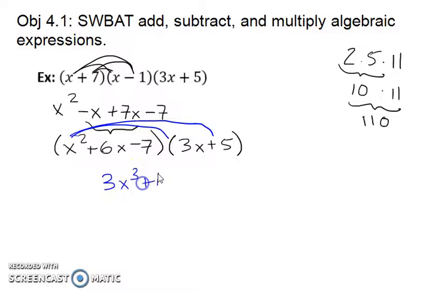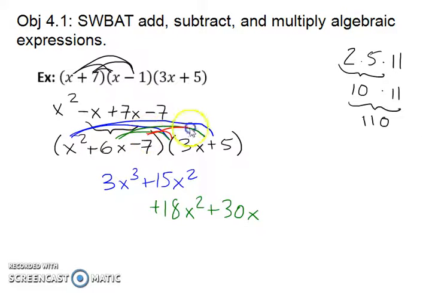X squared times 5 is 5x squared. Now I'm going to do 6x times each of those. 6x times 3x is 18x squared. And then times 5 is 30x. And then finally negative 7 times each of these. Negative 7 times 3x is negative 21x, and negative 7 times 5 is negative 35.